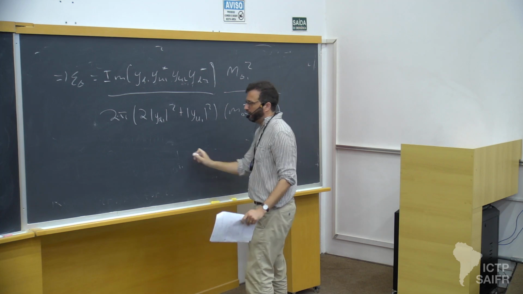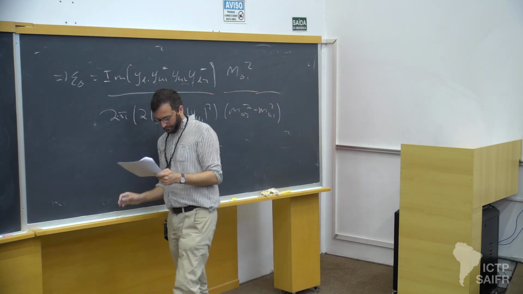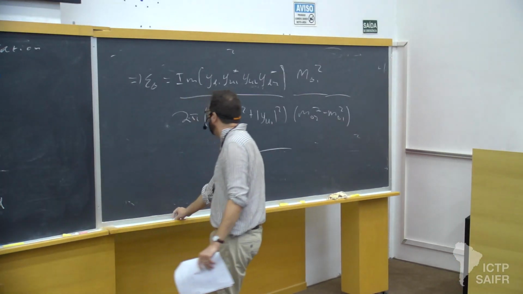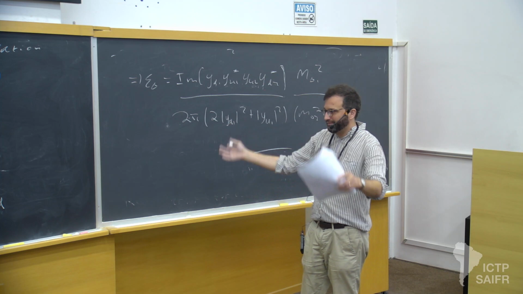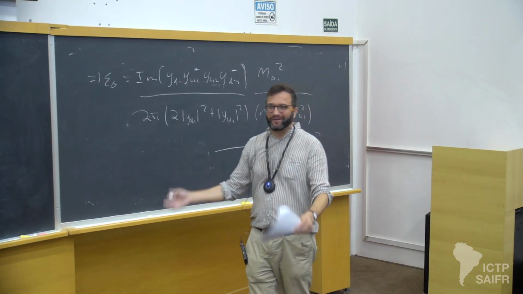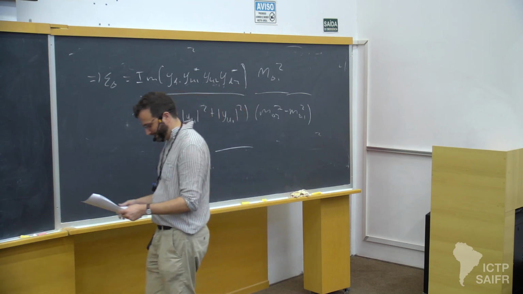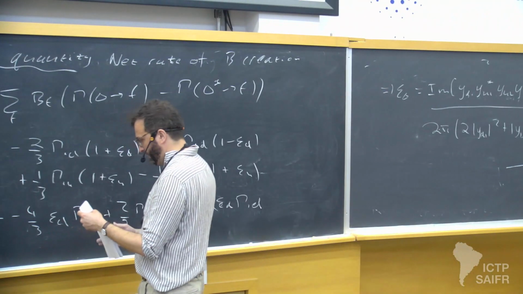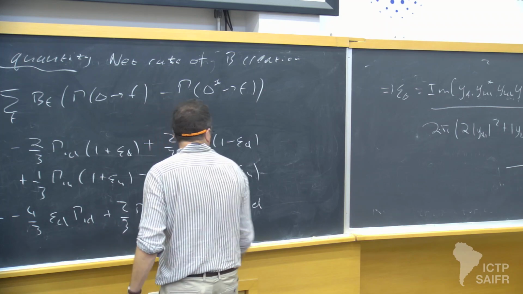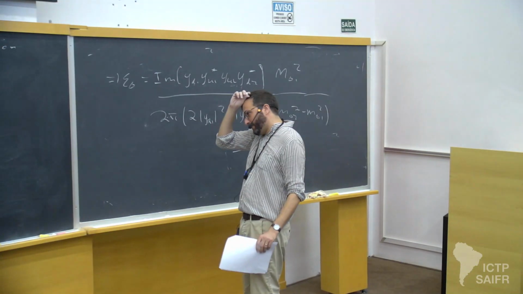And then we're done. Okay, so this is the epsilon d, but remember we still need a departure from thermal equilibrium to produce an asymmetry. So this is just one part of the calculation. In the end, I just want to mention one thing.